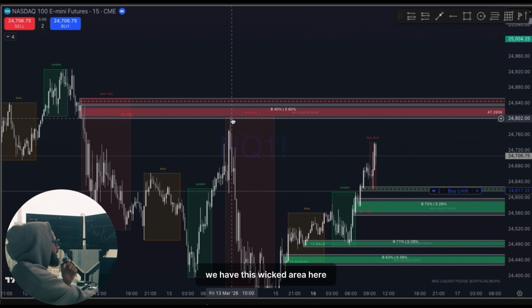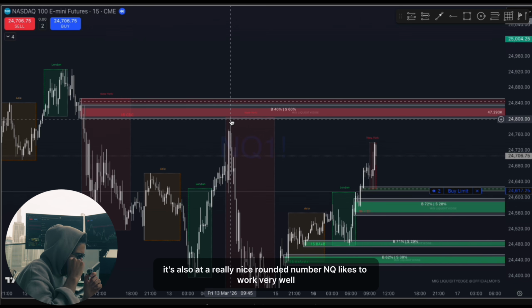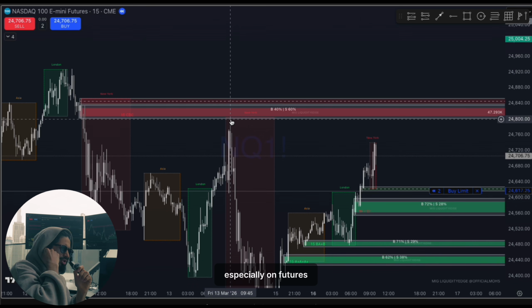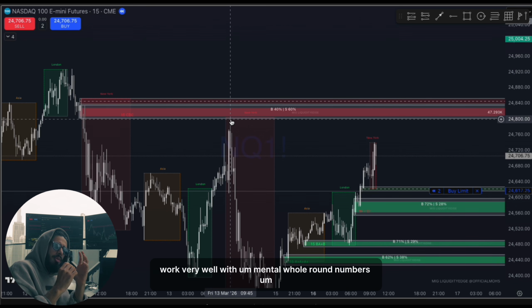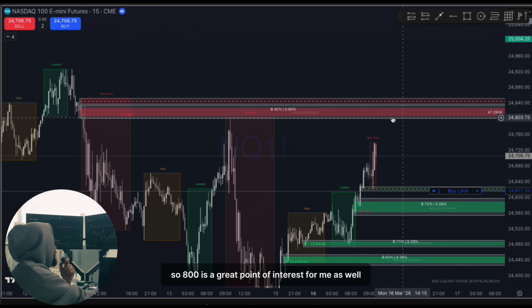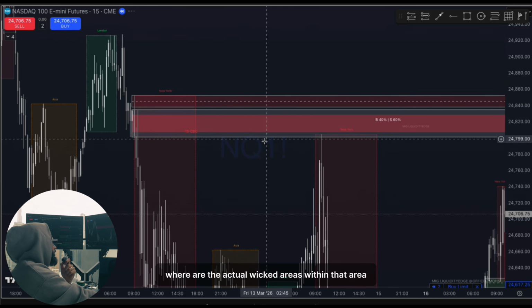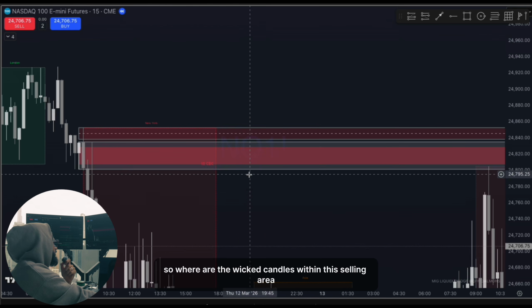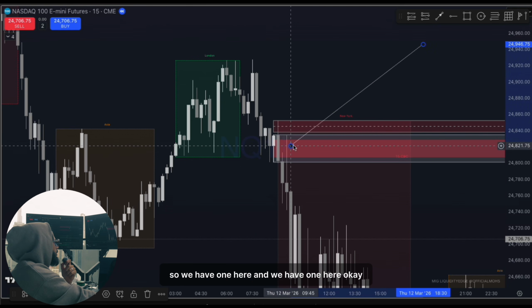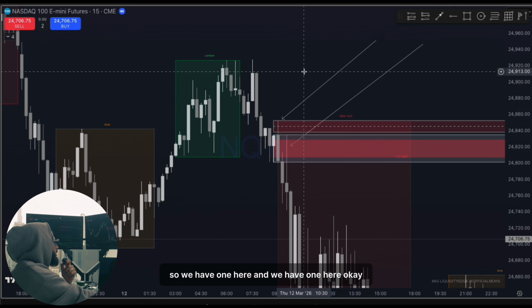We have this wicked area here. It's also at a really nice rounded number. NQ likes to work very well, especially in futures, with mental whole round numbers. So 800 is a great point of interest for me as well. And then I like to see where the actual wicked areas are within that area. So where are the wicked candles within this selling area? We have one here and we have one here.